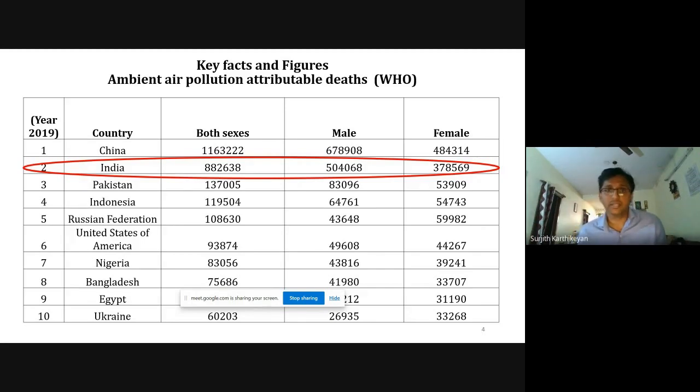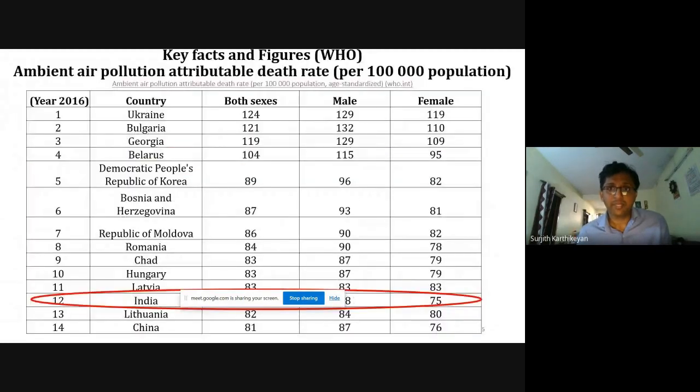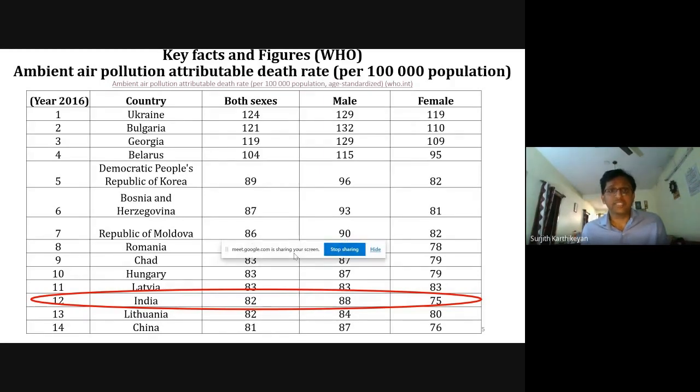These are the numbers. For both sexes, it is 8,82,000. For male, it is 5,04,000 something. Female, it is 3,78,569. Now we'll see the per 1 lakh figures. See, this is the 2016 data. 2019 data is already available. I could not find time to update it. But the position is almost the same. It is 82, which we had seen in the first slide. That is 2019 data. Per 1 lakh population, it is 82. It's almost the same. Male population, it is 88 and female 75.